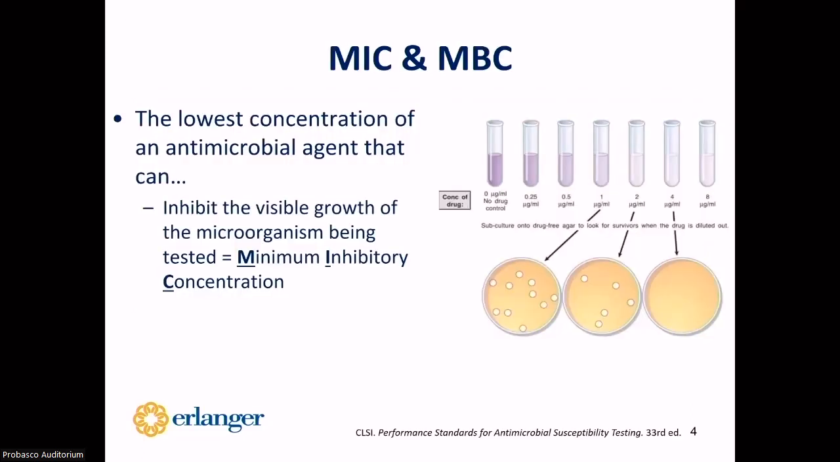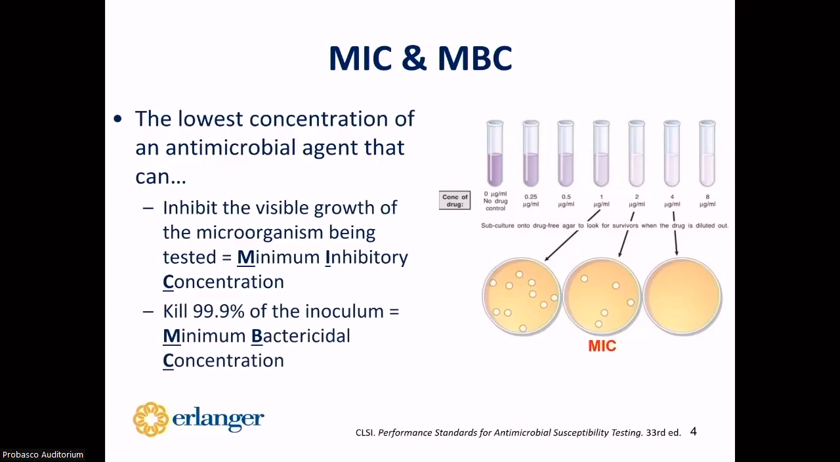So the lowest concentration of an antimicrobial agent that can inhibit the visible growth of the microorganism being tested is the minimum inhibitory concentration. The lowest concentration that can kill 99.9% of the inoculum is considered to be the minimum bactericidal concentration. So this example on the right-hand side would have an MIC of 2 or an MBC of 4.